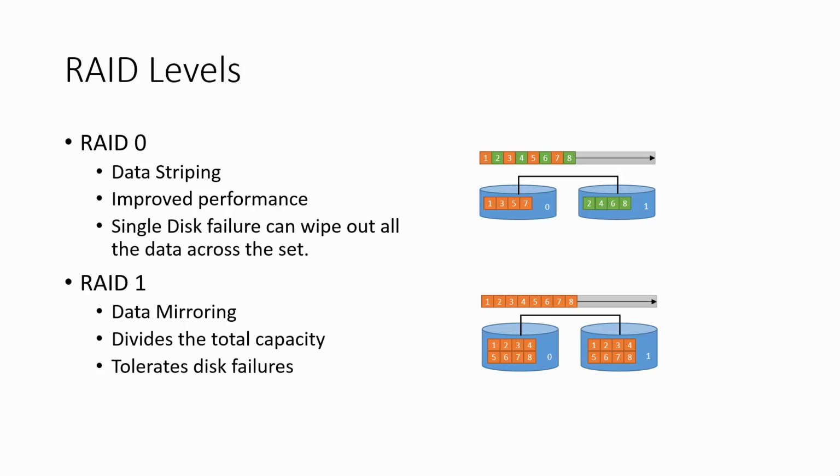In this, the total capacity is divided by the number of disks in the set. But at the same time, you can tolerate a disk failure in RAID 1. So in this example, if disk 0 or disk 1 fails, it doesn't matter because you can retrieve the data from the other disk. So RAID 0 is great for performance and RAID 1 is fantastic for reliability.